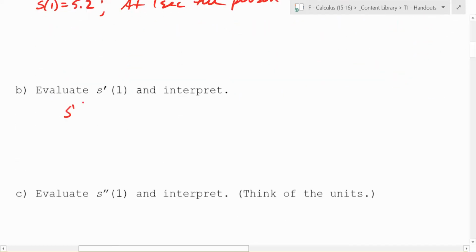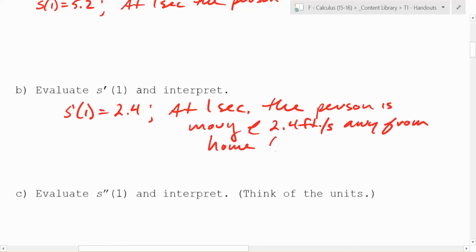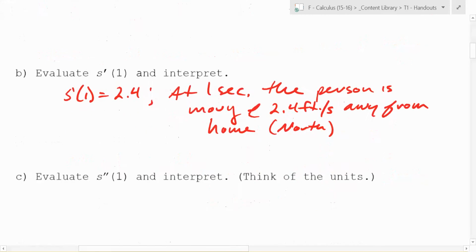What is it? 2.4. So can you tell me what that means, Zach? Yes. And at 1 second. Yep. The velocity of the block is 2.4 feet per second. So you can say the velocity, but if you want to describe it, he's moving at. The person is moving at what? 2.4 feet. Is it feet per second? Yep. Away or towards home? Away. Yeah. And I think that means north, I think. North? Yeah.